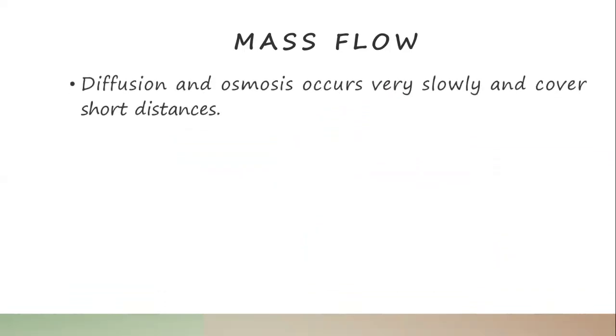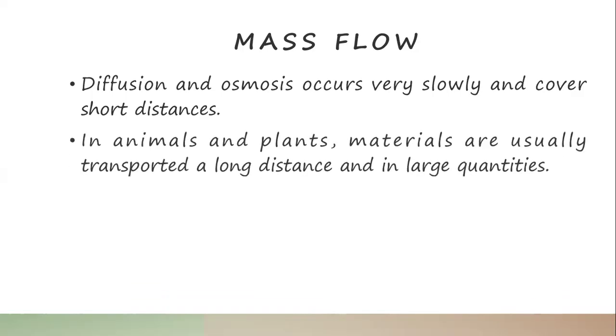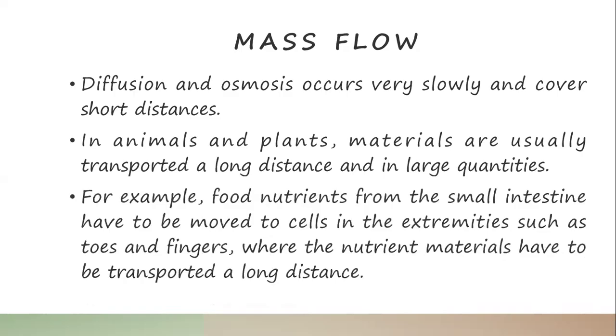Now let's move on to the other process of transportation, that is mass flow. Diffusion and osmosis occur very slowly and cover short distances. Now in animals and plants, materials are usually transported over a distance and in large quantities. For example, food nutrients from the small intestine have to be moved to cells in the extremities, such as the toes and fingers, over a long distance.